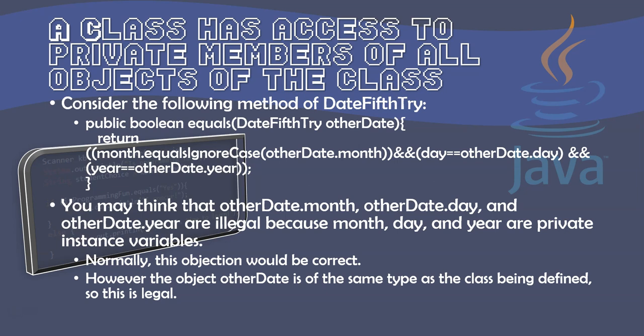Because I can't go to my main class and call date.month because it's going to give me an error. I can't do a date.day or a date.year. But why can we do it here? Well, normally you would think this, and this would be correct. However, the object, otherDate, is of the same type as the class being defined, and because it's the same type as that class being defined, we can do this, and so it's completely legal and permitted for us to do.